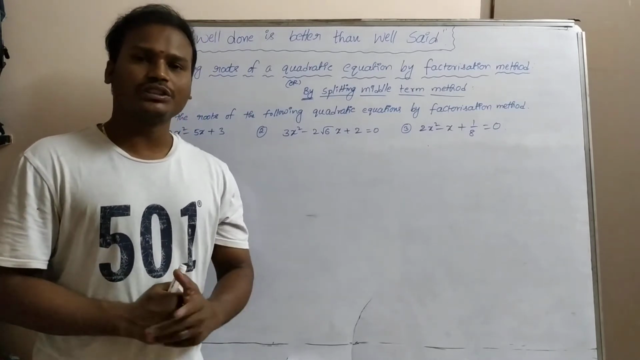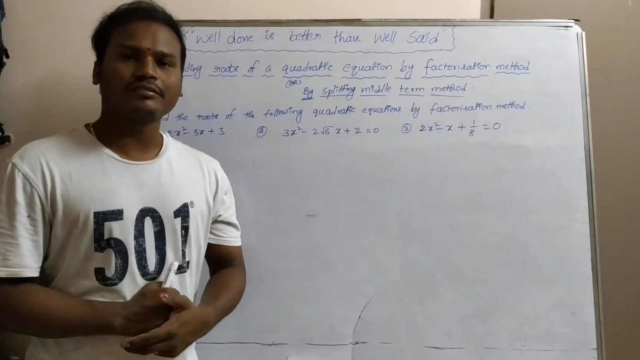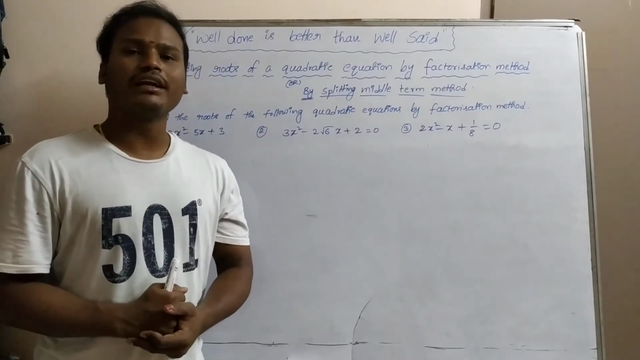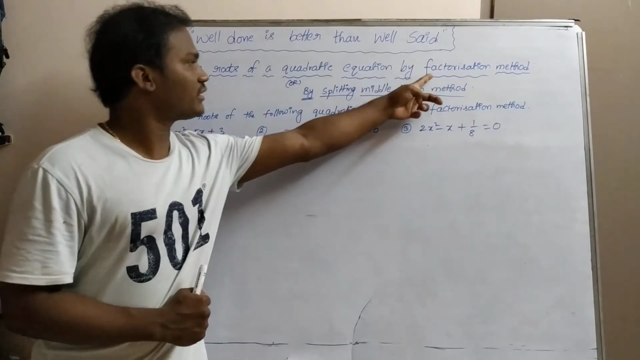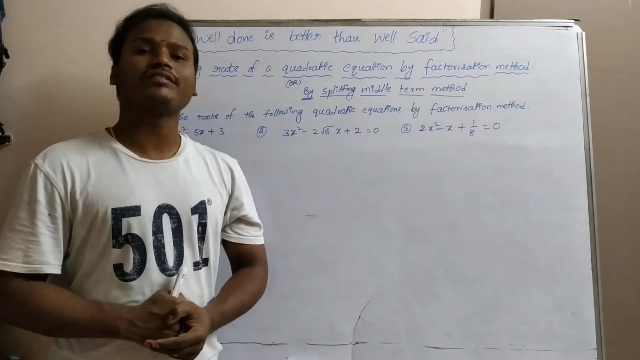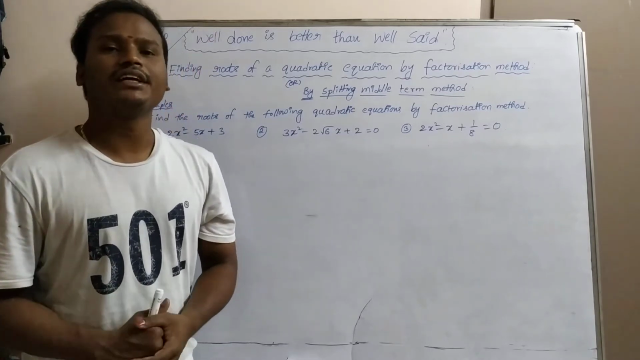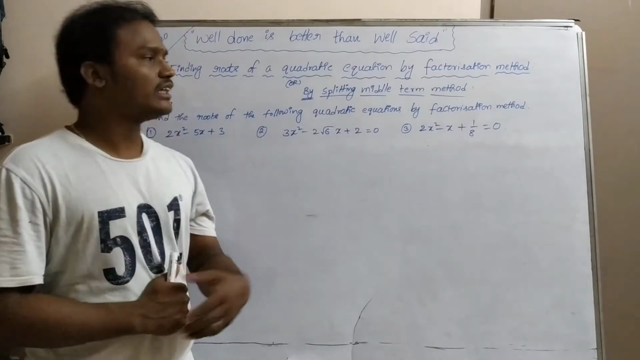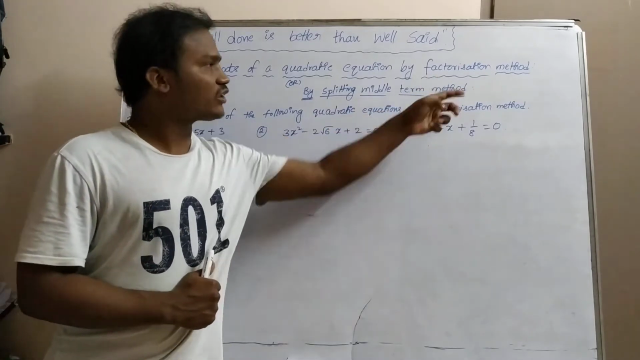I have said there are three methods to find the roots of a quadratic equation. The first method is the splitting the middle term method or prime factorization method, the factorization method. The second one is the completing the square method. And the third method is by using the quadratic formula. So now I am going to discuss the first method, which is the factorization method.